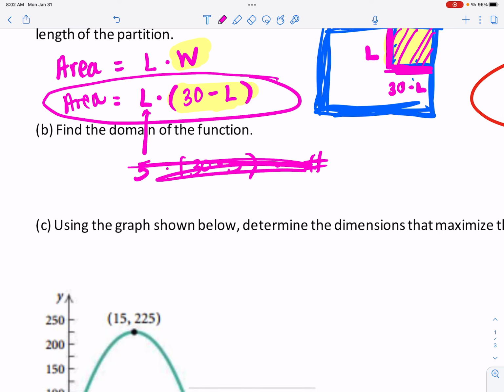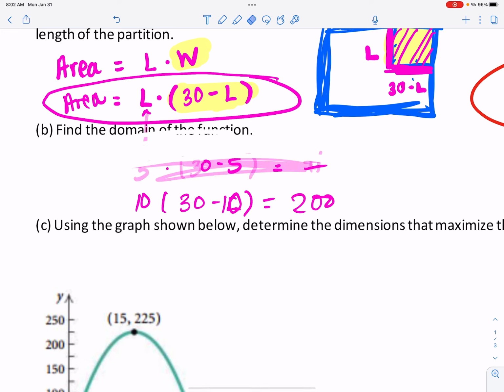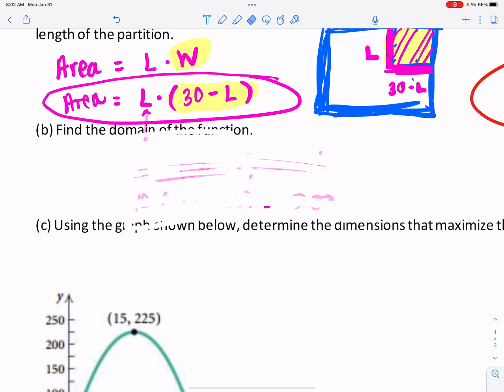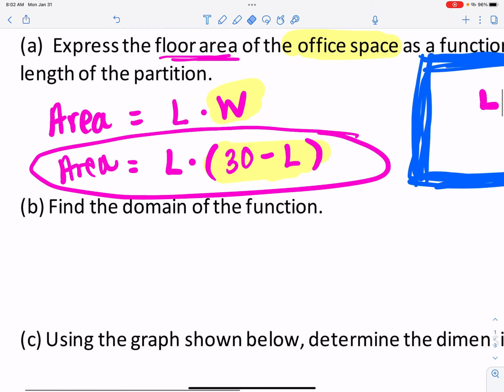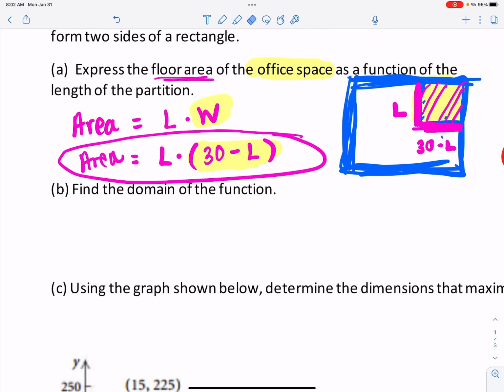But the area will change. Let's say they had chosen 10, and so the width would be 20. 10 times 20 is 200. So it's not going to be a set area. The area will change depending on what dimension. So we're not trying to say this is the area. We're trying to say this is the area formula. It can be whatever they decide the length to be. It'll change. Okay, but that is one example of what the area could be.